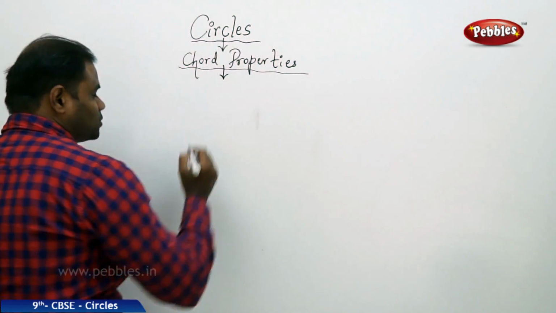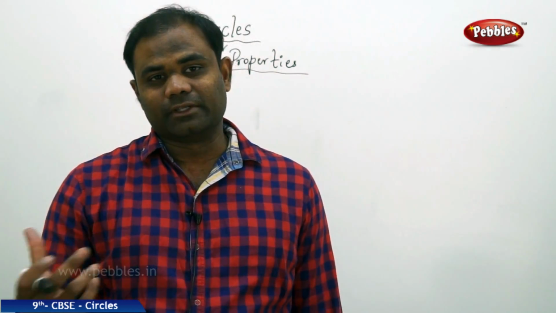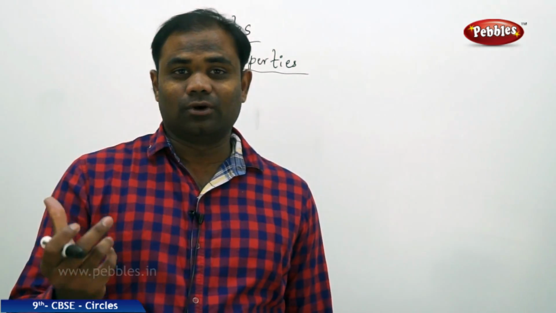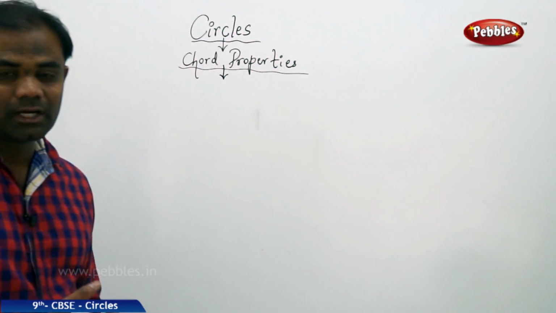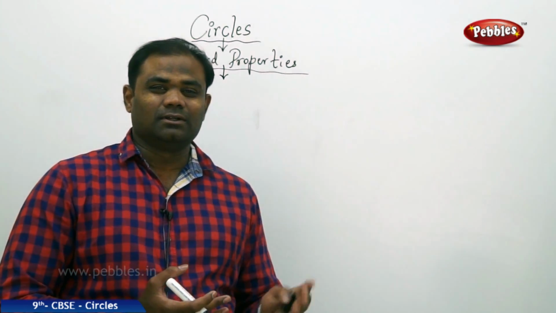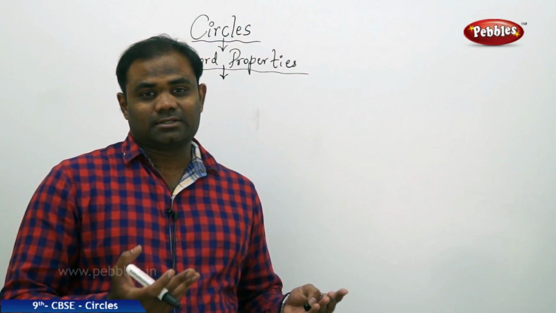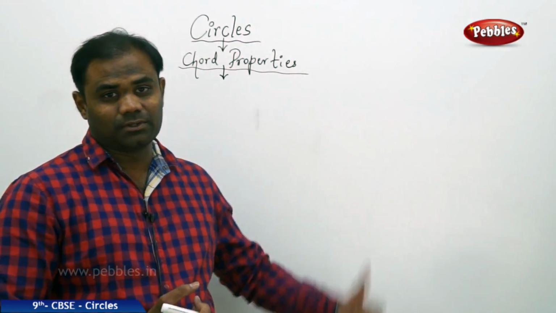So this property 2 mainly refers to the perpendicular line connecting with the chord, or how they are geometrically connected to each other. So let's see how a perpendicular line drawn through the center of the circle to the chord makes some new interesting geometrical properties come into existence.